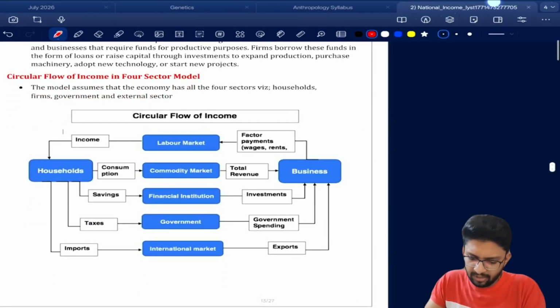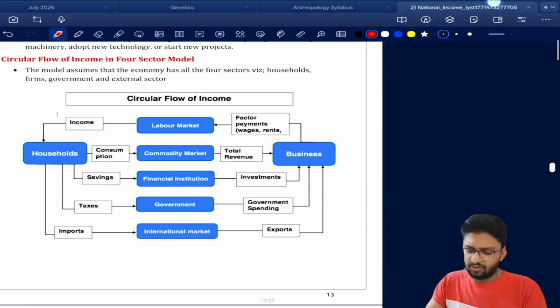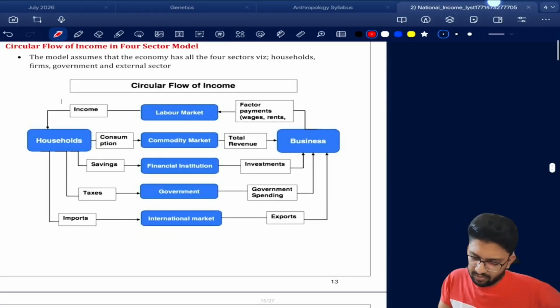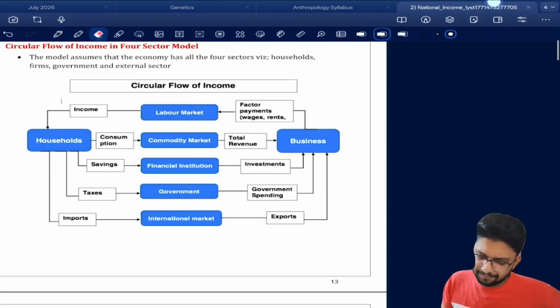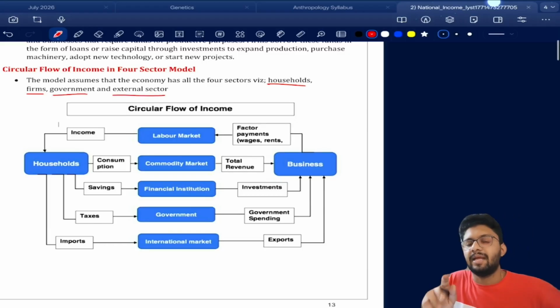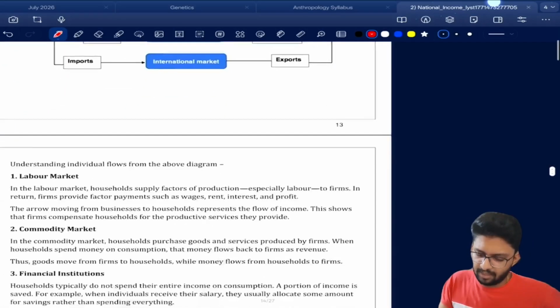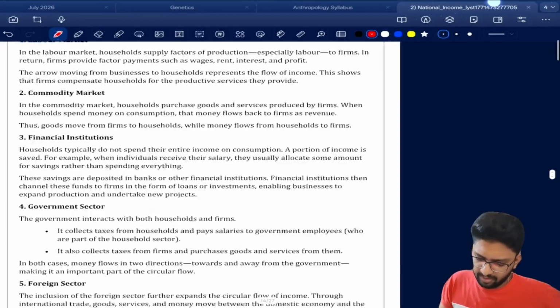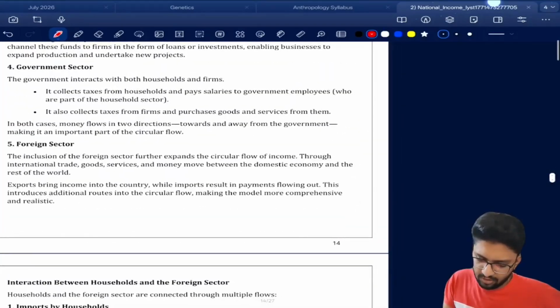Circular flow of economy in four sector model. So they have added a new sector. They have added businesses, I think, in this. Four sector: household, firms, government, and now the external sector will be added in this. Understanding individuals, commodity market, government, foreign sector. Let us see what the foreign sector is talking about.